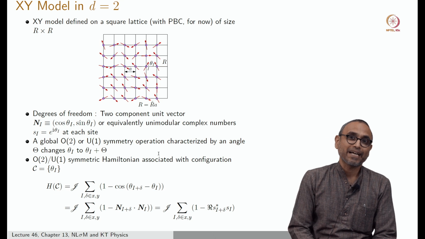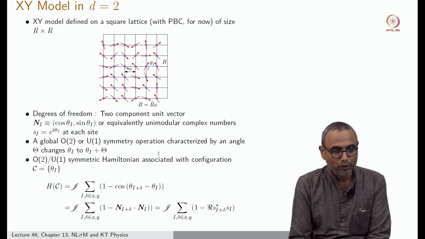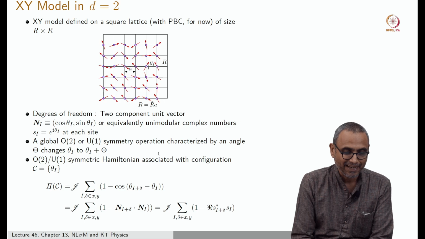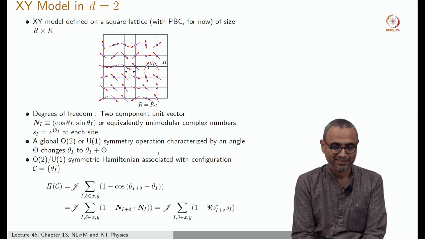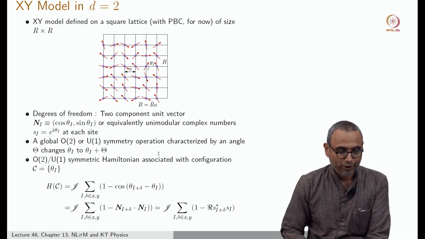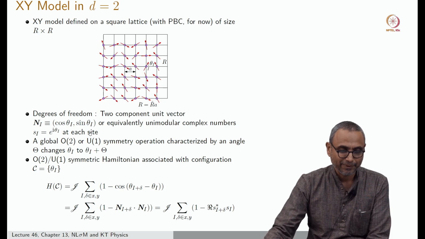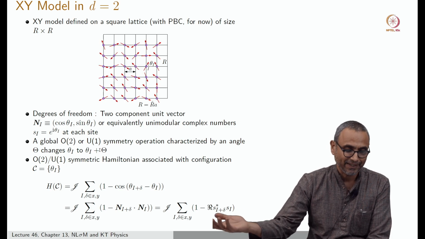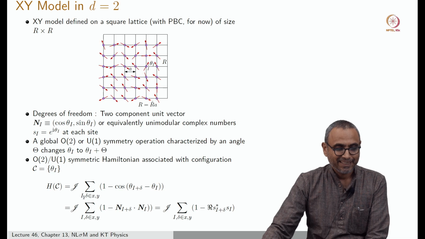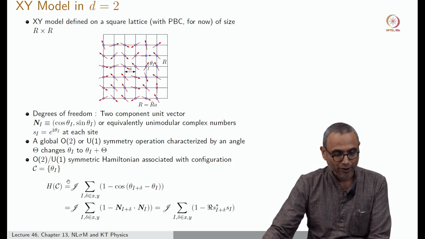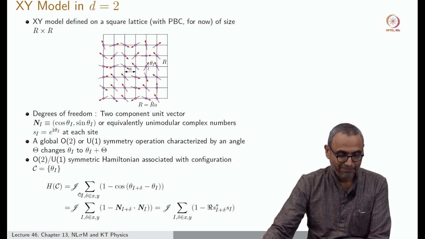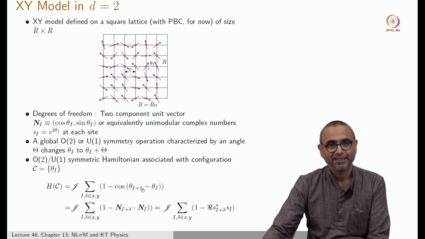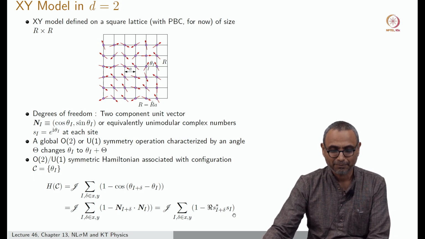Now I want to write down a very simple O(2) or U(1) symmetric Hamiltonian associated with this. So give me some configuration C, which means you'll be either giving me a set of theta i's or the vectors or whatever. You introduce a coupling constant, some exchange coupling like J, and then it is 1 minus cosine of this quantity. So this is the form of the interaction. If you write it in complex numbers, it will be just the real part of this, and you can see all of these are the same thing.